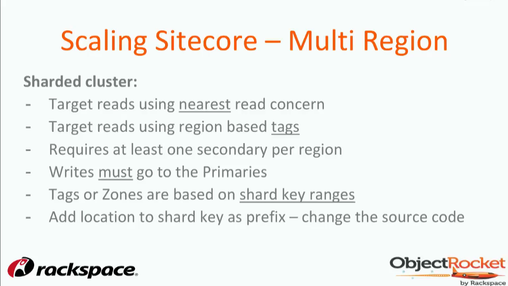On a sharded cluster, you distribute your data according to the shard key, right? There's no implementation in the balancer to distribute the data according to regions. So you can introduce tags and zones, but this must be based on the shard key. And as you saw before, our shard keys are based on ID, right? So how are we going to introduce ranges, zones and tags on the underscore ID? It's impossible. We have to have another field as a prefix. So that might require changing the source code of Sitecore.